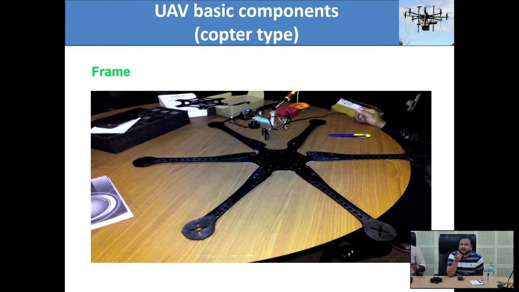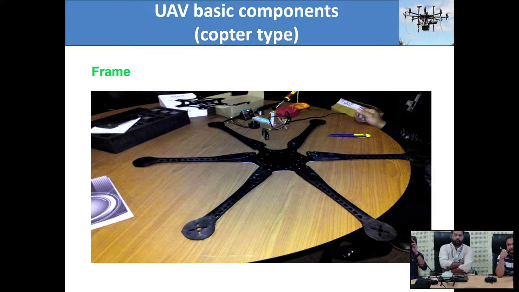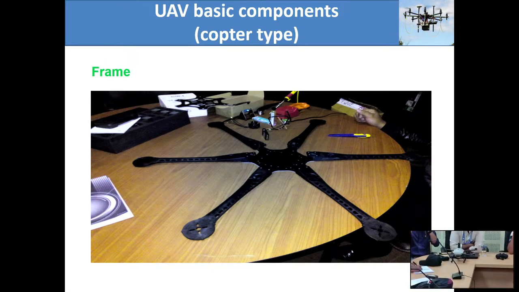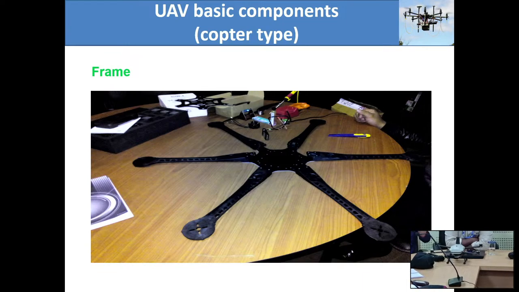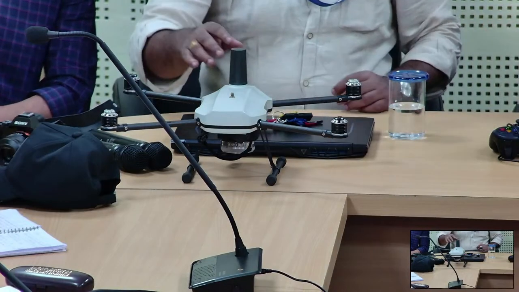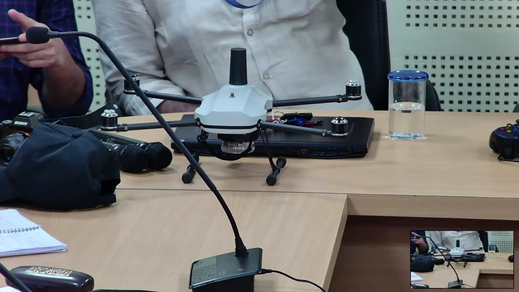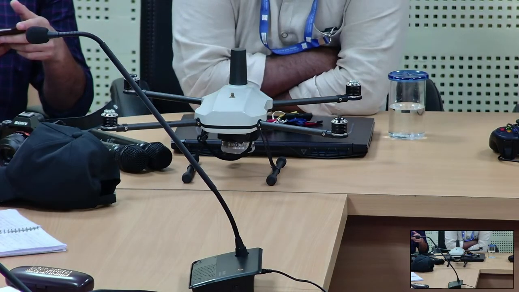So this is a basic structure. All these arms and all, whatever you fly, you have to minimize the weight. If weight is less, you can fly for a long time. That is a very common understanding. If something is lighter, it can fly nicely. If something is very heavy, you find it difficult to fly. This is quad. Quad, Q U A D. Quad means 4.